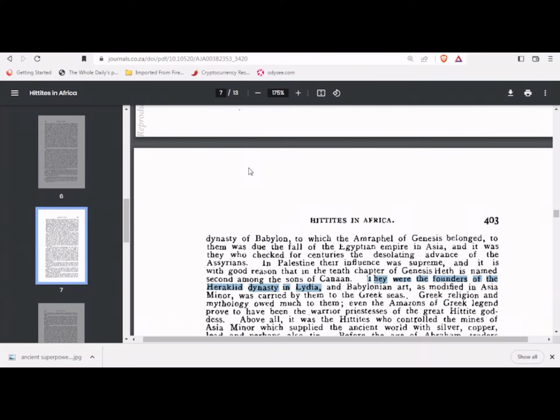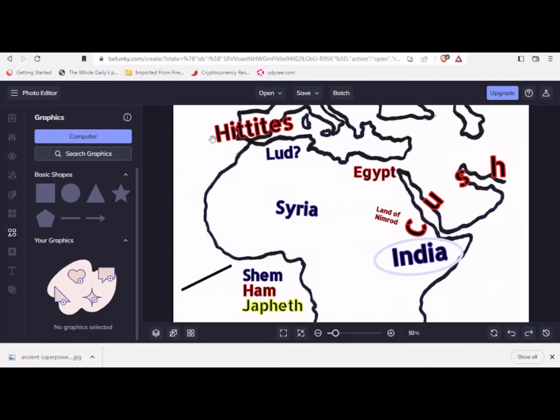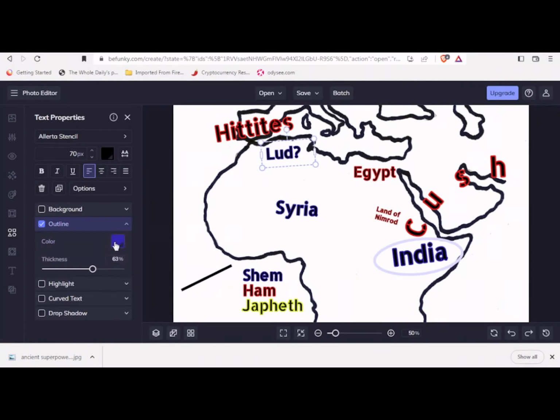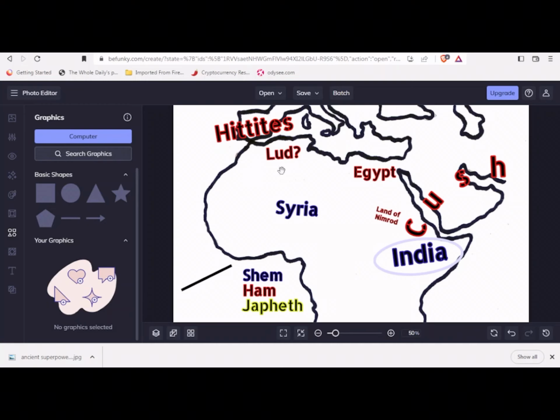So if we try and make sense of that with our picture, we can see we have Lydia with a question mark. So what we'll do is we'll change the color to match it with Hamites, because we know that the Hittites are descended from Ham through Canaan, but Nimrod's also a descendant of Ham. So now we can see why that would be important for the Hittites, because now there's a Hamite dynasty ruling over Lud. The kingdom of Lud's not going to be a problem for the Hittites.